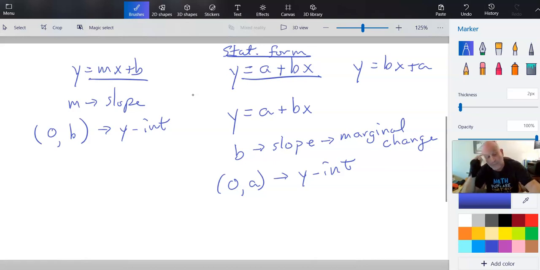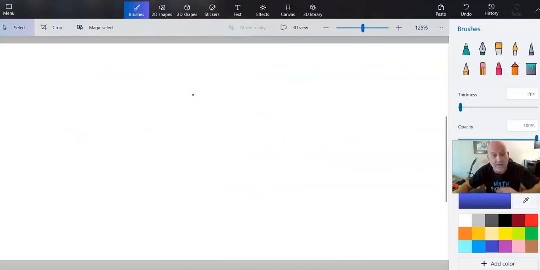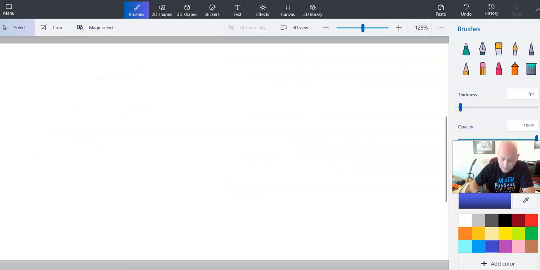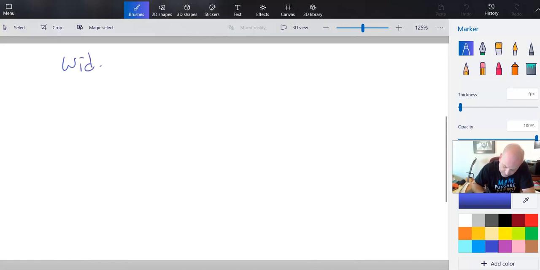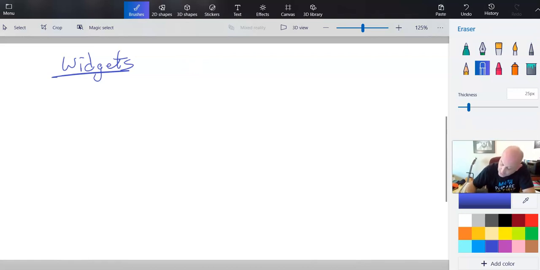Okay, so I want to take a look at some actual applications here. So suppose you own a widget company. Doesn't matter what widgets are. That's a little shorter than saying whatchamacallit. So anyways, let's say we're producing widgets, and I want to call this total cost.